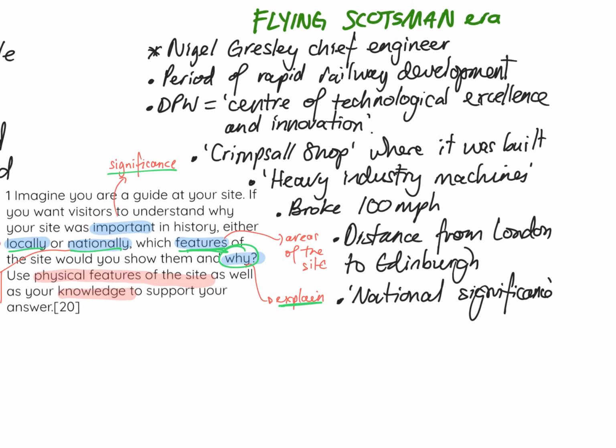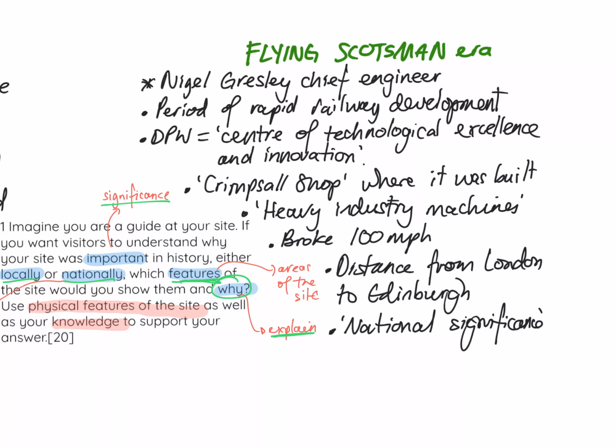I'd then focus on the paragraph around the Flying Scotsman. And the reason I do that is because with regards to the Flying Scotsman, I'd highlight the fact that Nigel Gresley was the chief engineer, and then it was a period of rapid railway development. This was a significant period in British national railway history. I'd highlight how the DPW became a centre of technological excellence and innovation, and that it was actually built in the Crimpsall shop, and that heavy industrial machines were used. I'd highlight the significance of it with regards to how it broke 100 miles an hour.